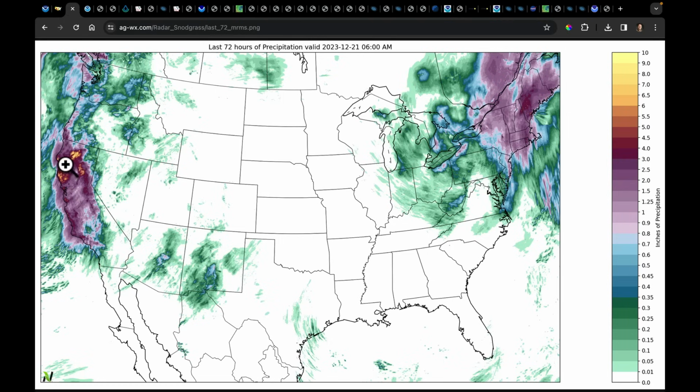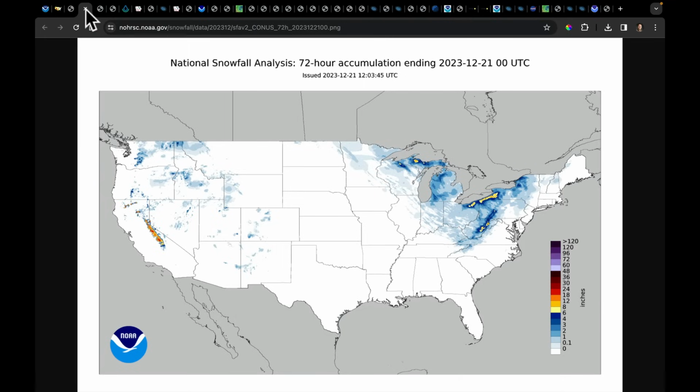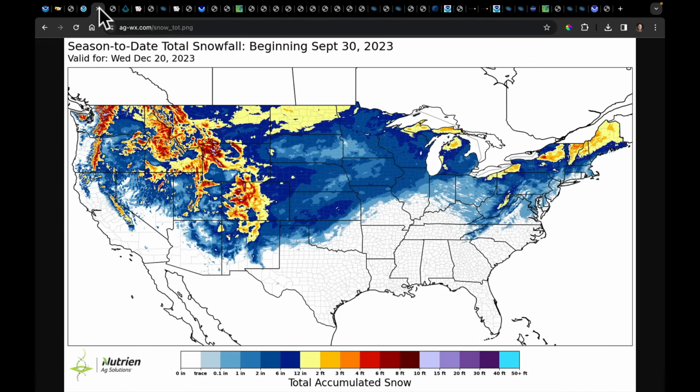Parts of the Klamath Mountains, the coastal northern side of California, have picked up in some places well over 6 inches of rainfall. Now, not a lot of that's been snow. You look back over the last 72 hours, and the snowfall totals have been pretty light overall for what we can get this time of year. And there's quite a few reasons for the fact that we've not been able to really pile up a lot of snow in the West so far.